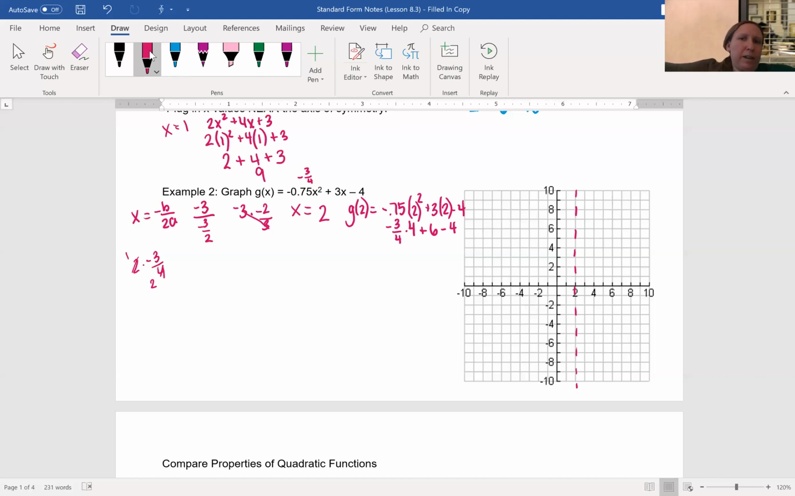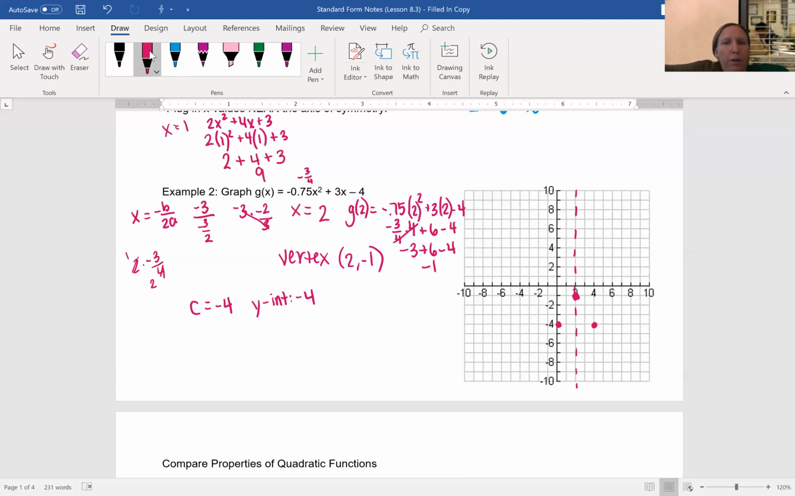So I did my exponent. Now I need to multiply here. We get negative 3 plus 6 minus 4, which is negative 1. So we have our vertex at 2, negative 1. Okay. Our a is negative, so it is going to be opening downwards. The next thing to check for is that y-intercept. Our c here is negative 4, which means our y-intercept is negative 4. So that'd be here, and we can reflect it over to that side.